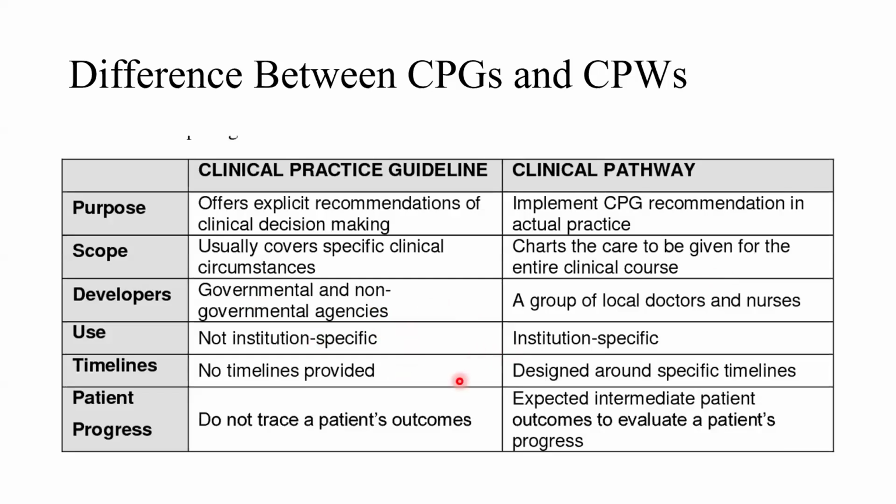On timeliness, no timeliness is provided in practice guidelines, but pathways are designed around a specific time frame. And practice guidelines do not trace a patient outcome, but in a pathway, it is expected that the patient outcome is evaluated for progress. So really, whichever you adopt, just know the standardization of it. Pathways have certain sets, prevalence, etc., and there are details to that.